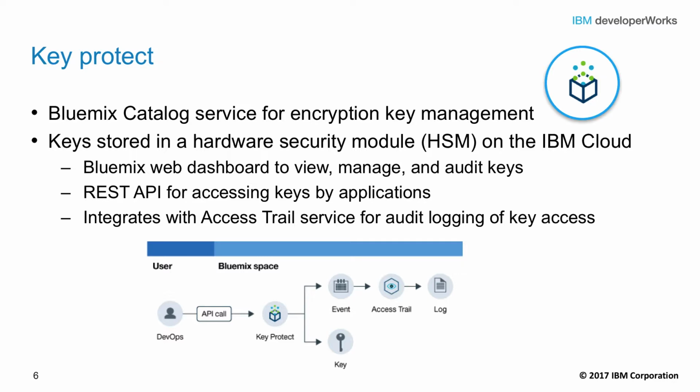Key Protect provides a centralized system to view, manage, and audit your encryption keys. Audit your keys and access restriction to keys to ensure the security of your resources. Key Protect provides a REST API that can be used with any programming language to store, retrieve, and generate keys. You can monitor API keys to Key Protect with Access Trail.